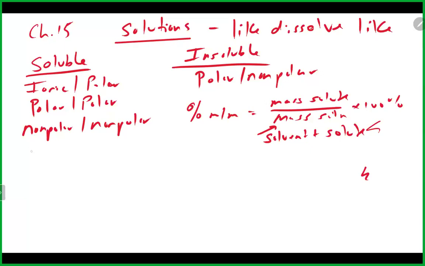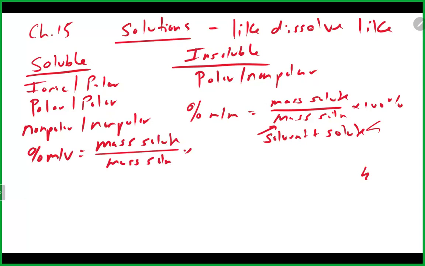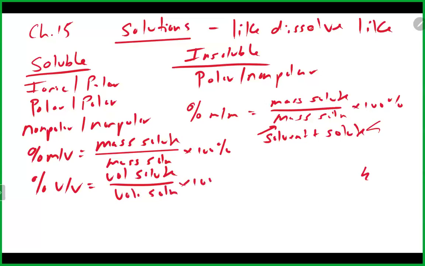We also talked about some other percent concentrations. There's percent mass to volume, which is the mass of the solute divided by the volume of the solution times 100%. And then there's percent volume to volume, which is the volume of the solute divided by the volume of solution times 100%.